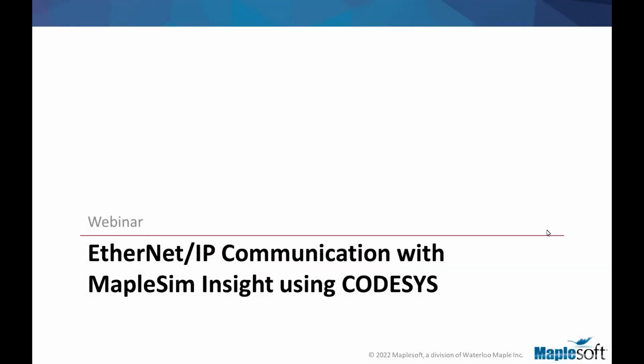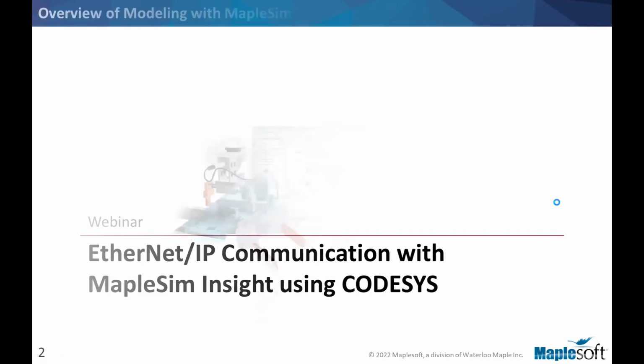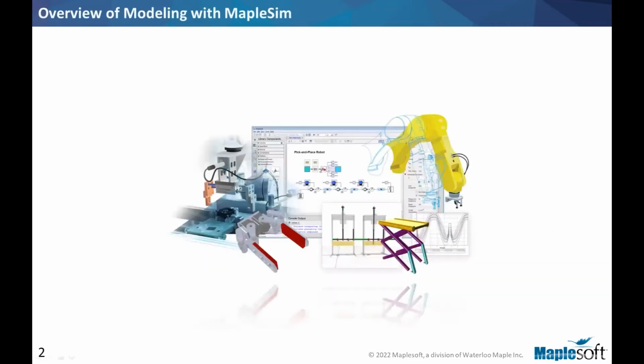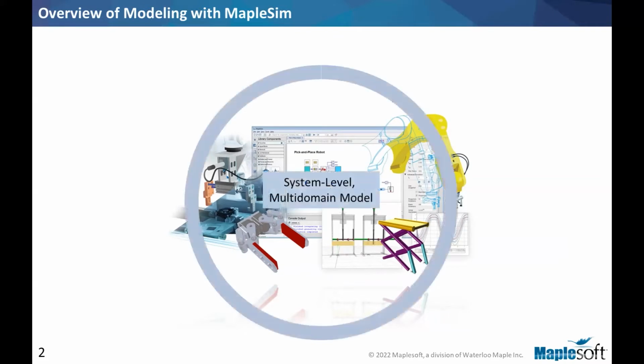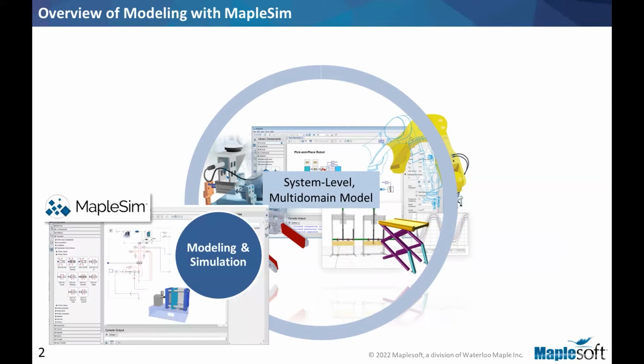So the first thing I want to talk about is just really, what is modeling with MapleSim, just so we're all on the same page in terms of what we're creating as our virtual prototype, kind of our digital twin. So when we're working with MapleSim, we're really doing system level modeling, and it's also going to be multi-domain. So connecting multi-body, hydraulics, electrical, we can combine all of those into a single model. And we're going to do all of this within MapleSim.